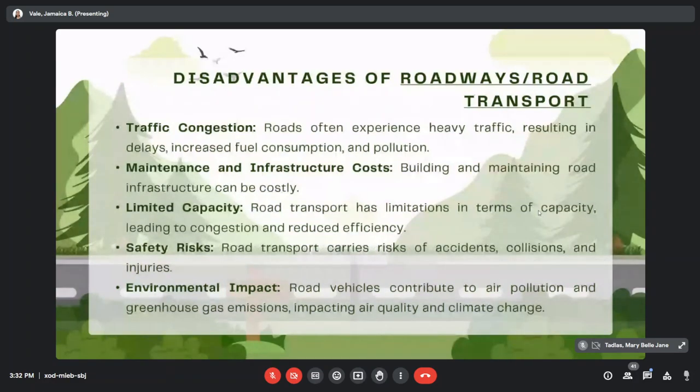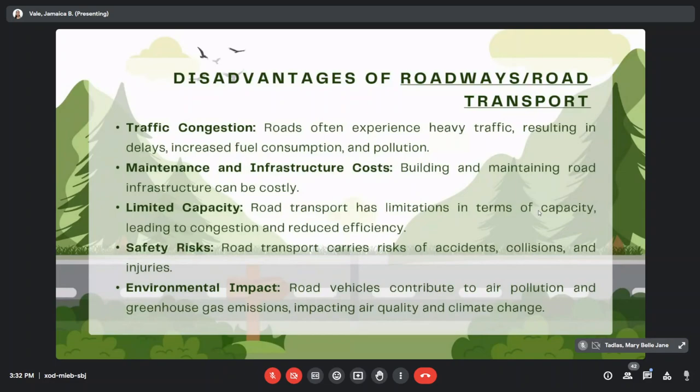Unlike waterways, it cannot carry large goods. And fourth is safety risk. Road transport carries risk of accidents, collisions, and injuries, such as those involving motorcycles.